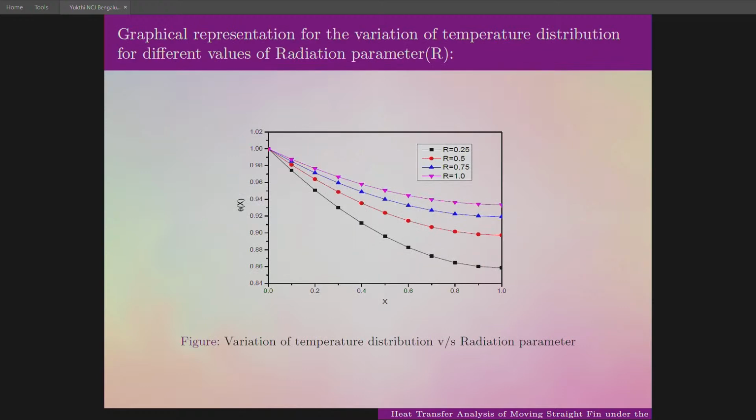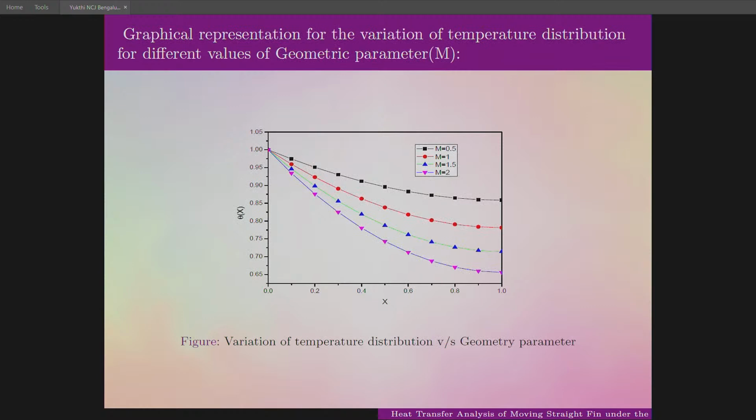Next, here is the graphical representation for the four different parameters. The first one shows the variation of temperature distribution for different values of the radiation parameter. As we can see from the graph, as the value of R increases, the temperature also increases. Thus R plays an important role in the process of cooling equipment.